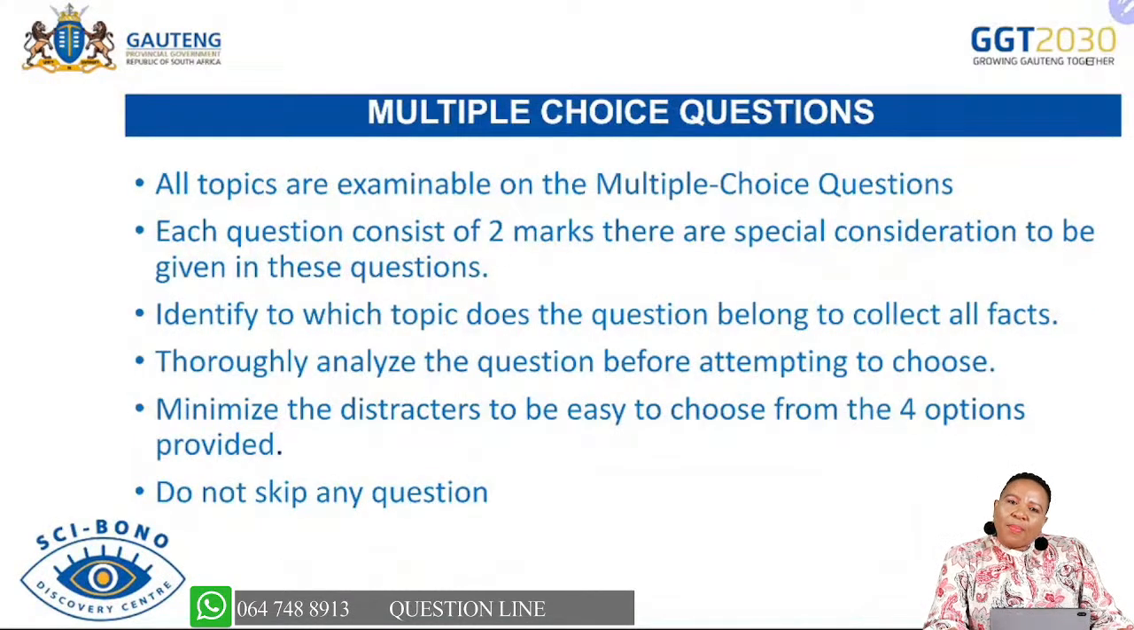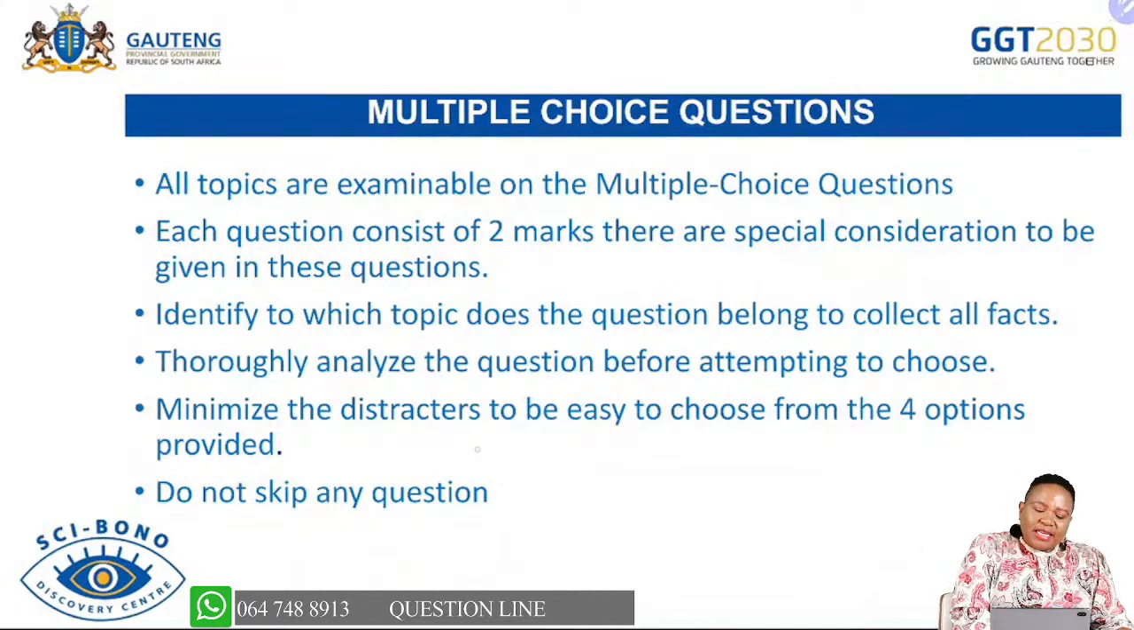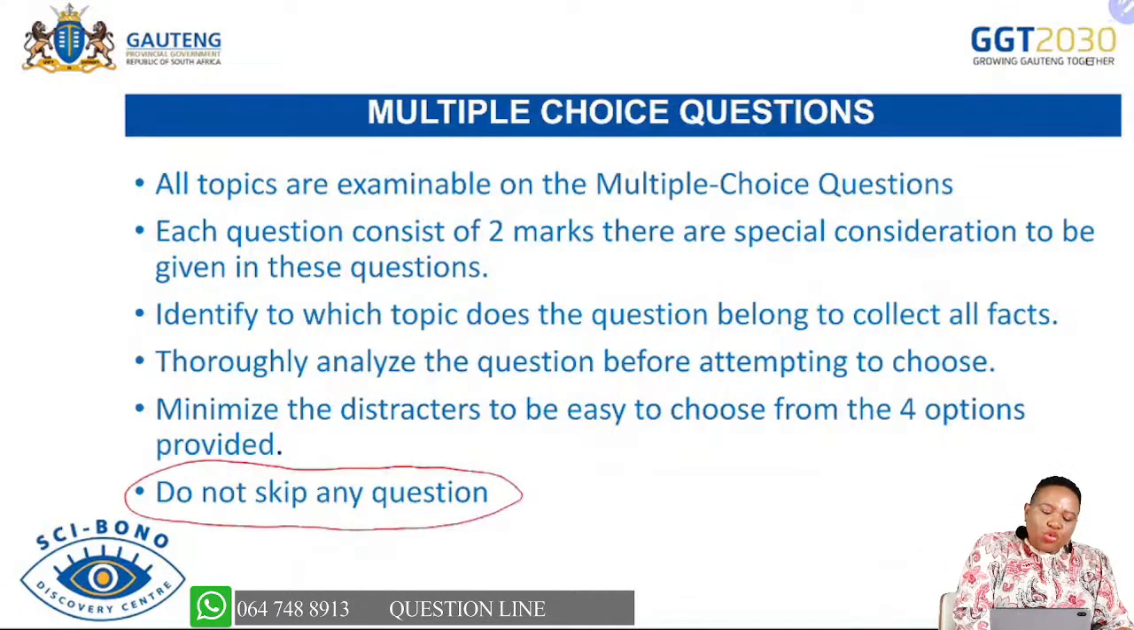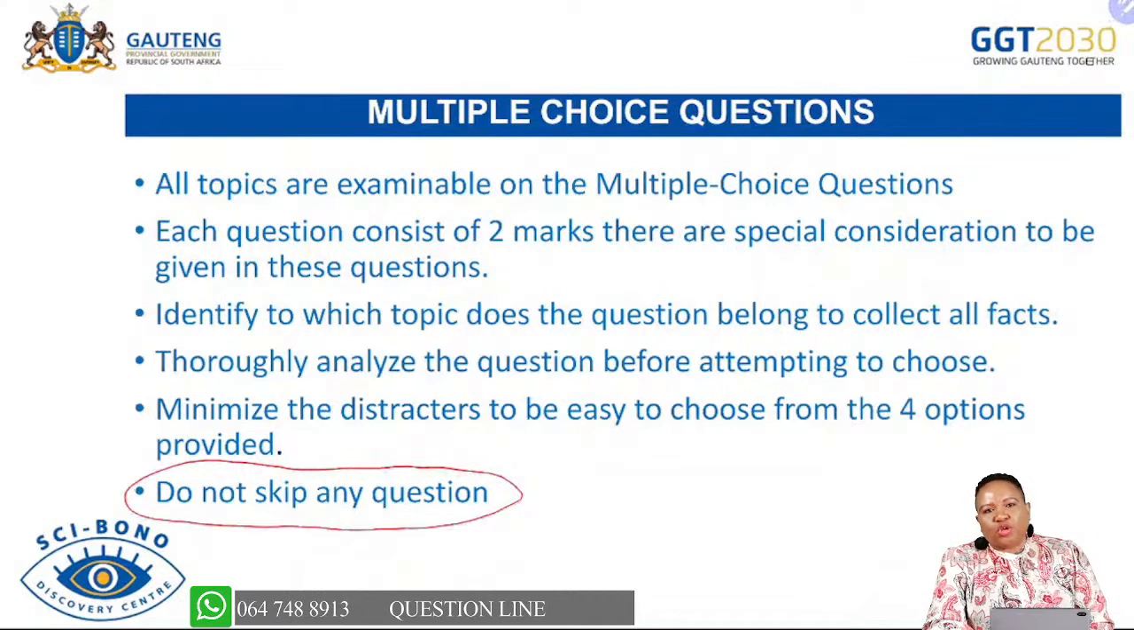Yesterday we talked about the importance of multiple choice, so I'm not going to say too much about how you need to answer multiple choice and how important it is. You need to make sure that before you make a choice, you are definitely sure that your choice is the correct one by minimizing the number of distractors. The next thing that I will emphasize is that you should not skip any question under multiple choice. Rather write something than leave the question blank, because you never know, whatever you choose might definitely be the correct answer.